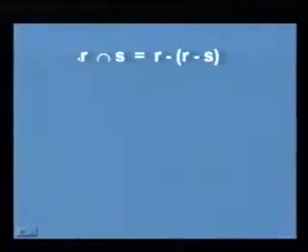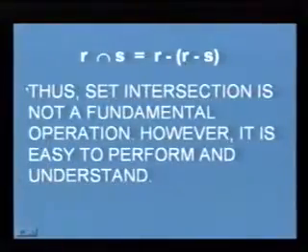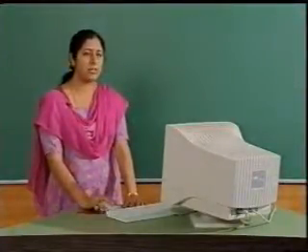Now, if there are two relations R and S, then the intersection of R and S can also be obtained by writing R minus bracket R minus S. Basically, we first perform minus operation on the two relations R and S, and the resultant relation is further subtracted from the relation R. Thus, we can say that set intersection is not a fundamental operation. However, it is easy to perform and understand and therefore used most of the times as compared to the use of minus operation.